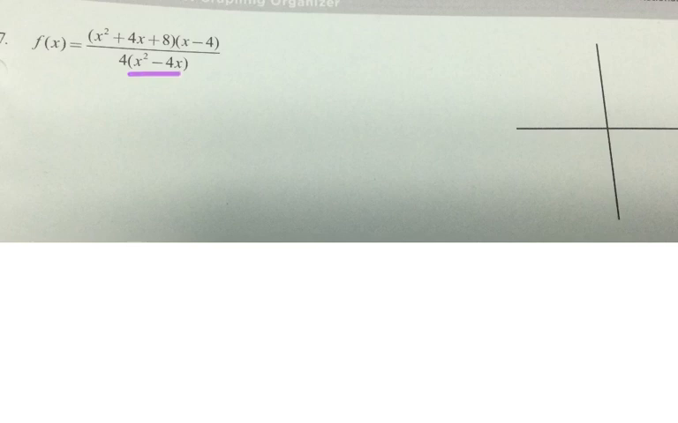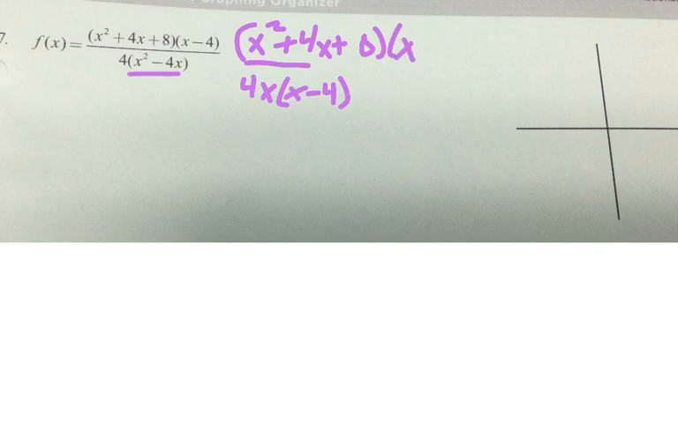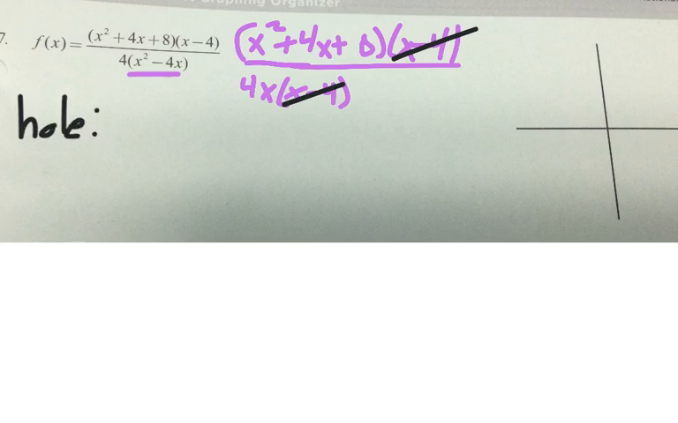This one actually will factor, though, in the denominator. So if I factor the denominator, it has a GCF of x. That's going to be 4x, then it's out front. And that's going to be an x to the first minus 4 is left there. And so then the numerator was x squared plus 4x plus 8 times x minus 4. So for the first time on this page, I have a common factor in the numerator and the denominator, which means that's going to give a hole. So I have a hole when the x value is 4.